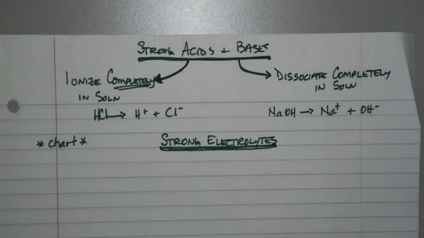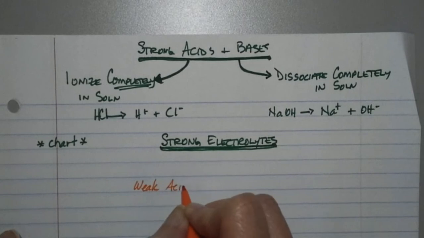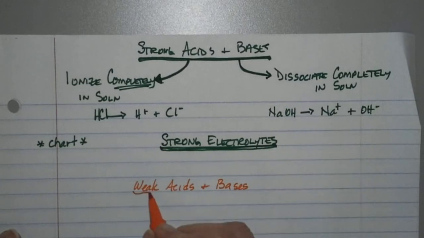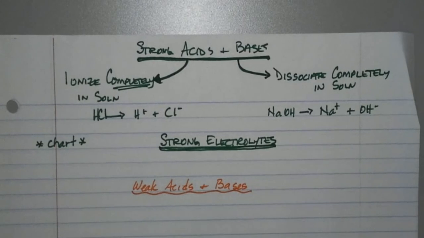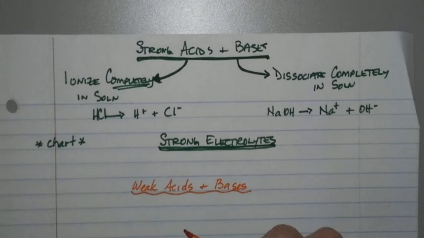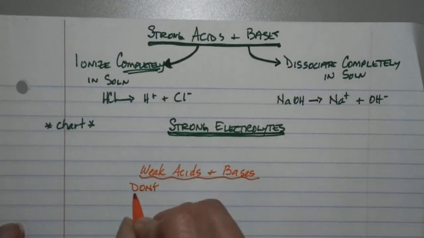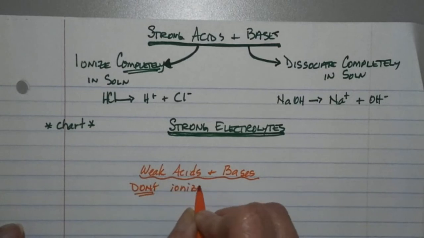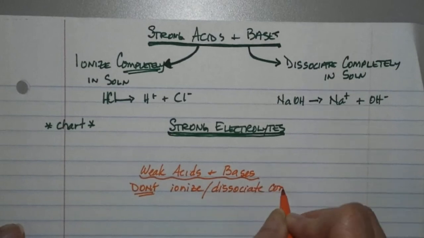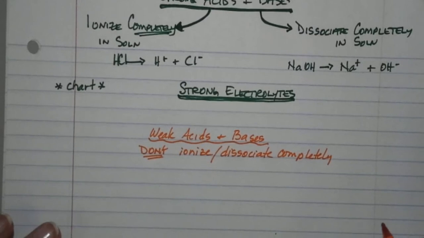Okay, weak acids and bases, and I'm not going to put them in all caps because they're weak. It's the little things that count. Weak acids and bases don't dissociate or ionize completely. This is where we need the equilibrium expression. So that's why we have these equilibrium expressions.